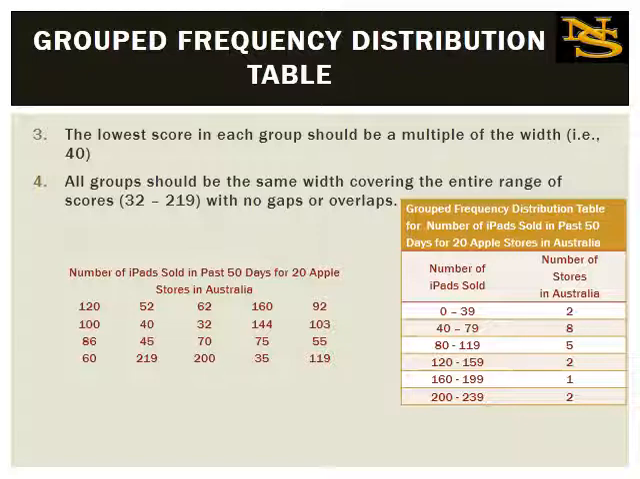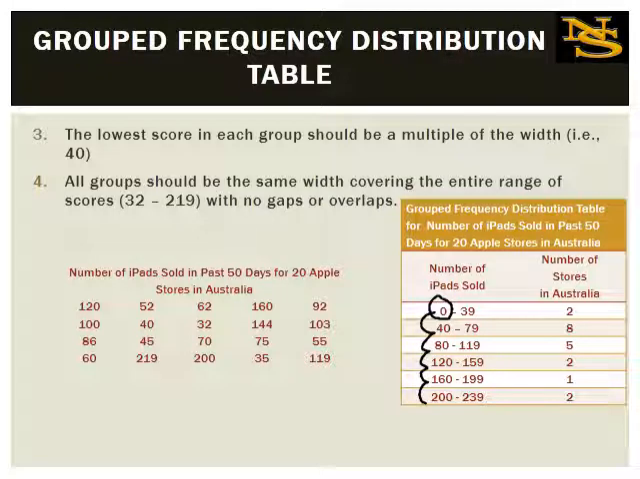You also want to make sure that the lowest score in each group is a multiple of 40 because that is our width that we decided. So since our lowest score is a 32, we really need to start at 0 to capture that value. And then you want, again, the lowest score in each group to be a multiple of the width. So up by 40, another 40, another 40, another 40, and another 40.